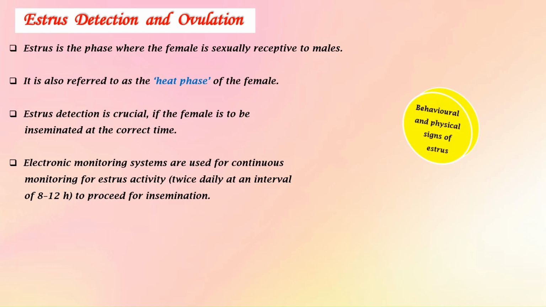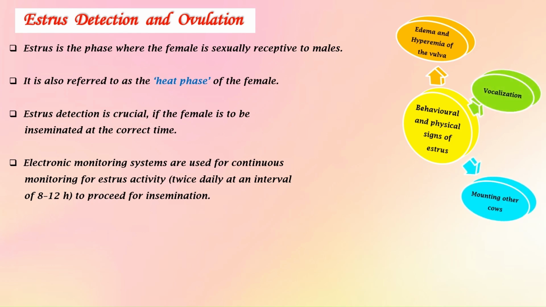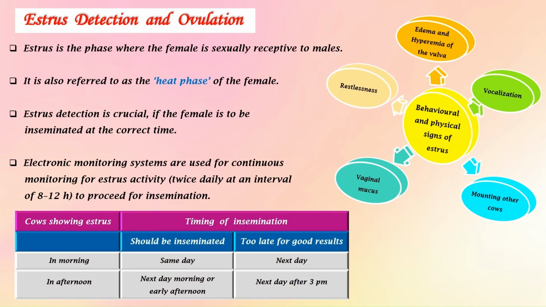A couple of behavioral and physical signs of estrus include edema and hyperemia of the vulva, vocalization, mounting other cows, vaginal mucus, restlessness. Timing of insemination is crucial to obtain good results. Insemination should be carried out on the same day, if cow shows estrus in the morning. If cow shows estrus in the afternoon, insemination should be done on the next day morning or early afternoon.